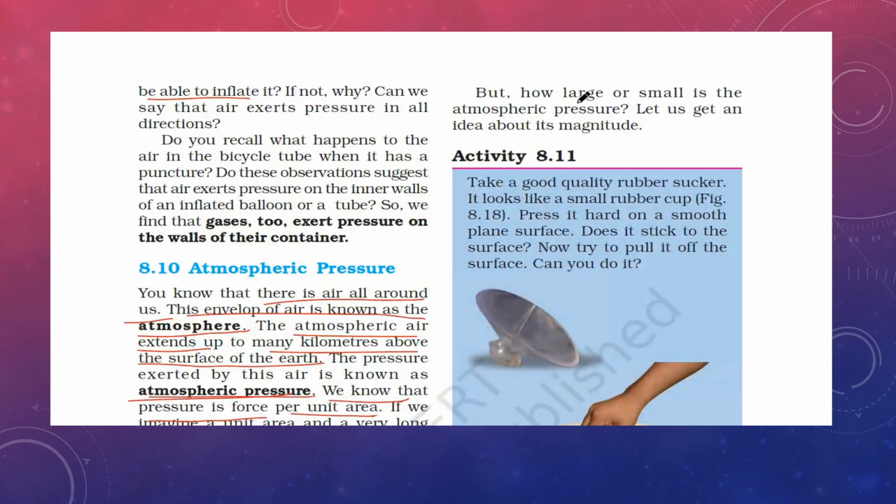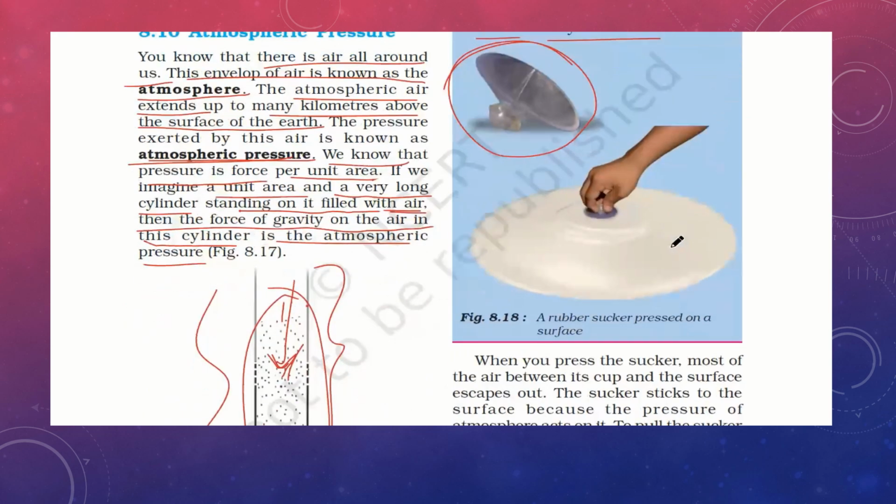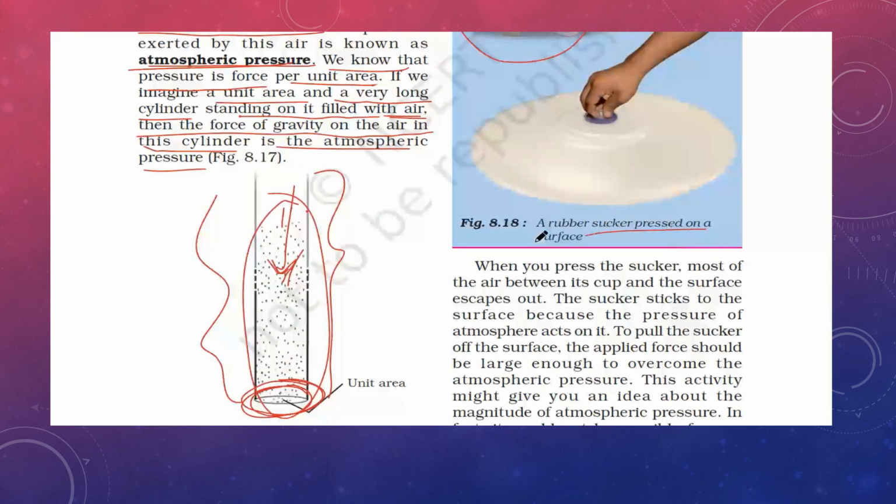How large or small is the atmospheric pressure? Let us get an idea about its magnitude. Take a good quality rubber sucker. This is a rubber sucker. You all know that it looks like a small rubber cup. Press it hard on a smooth plain surface. Does it stick to the surface? Now try to pull it off from the surface. Can you do it? So you are pressing the sucker on the surface.